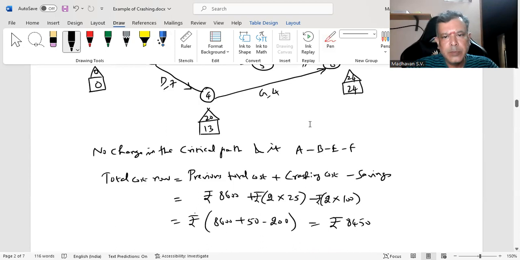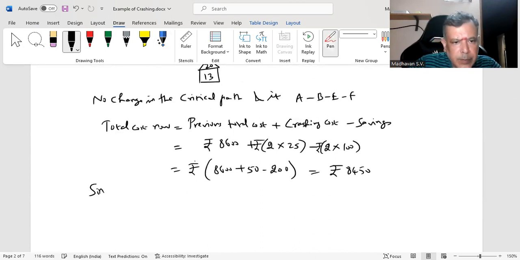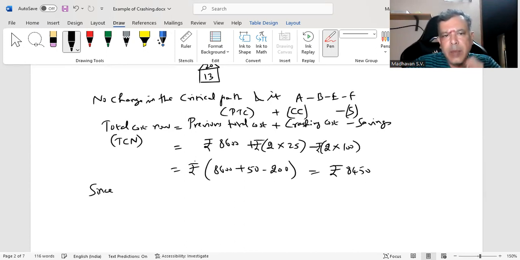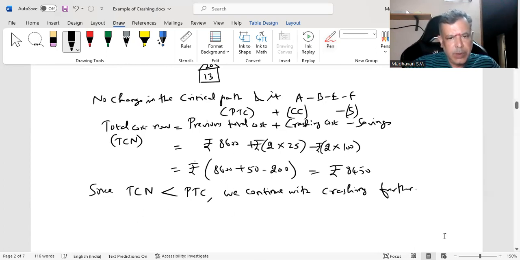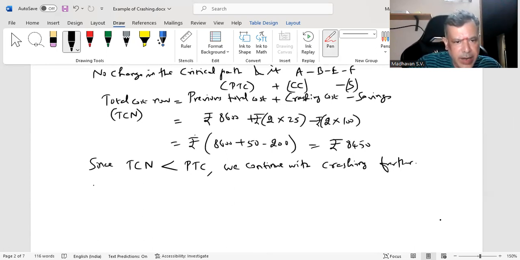So we can say now, let us call this as TCN, total cost now. This is previous total cost. This is crashing cost. This is savings. We are just using some abbreviations for that. Since total cost now is lesser than previous total cost, we continue with crashing further. So we will proceed to the next iteration, that is iteration 3.